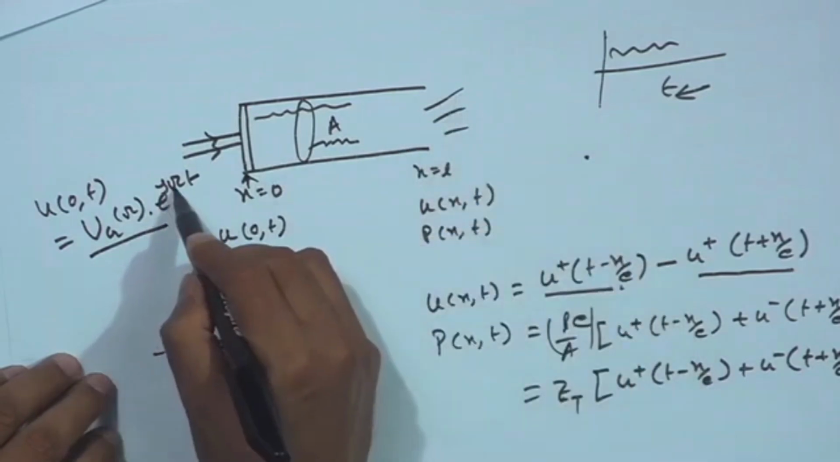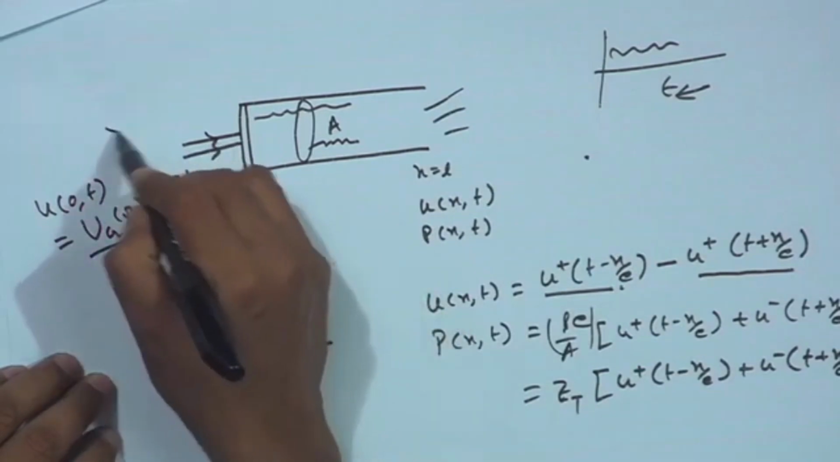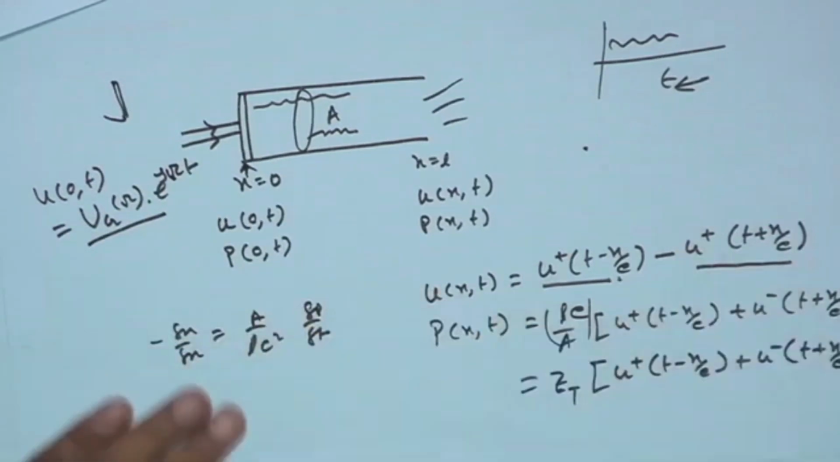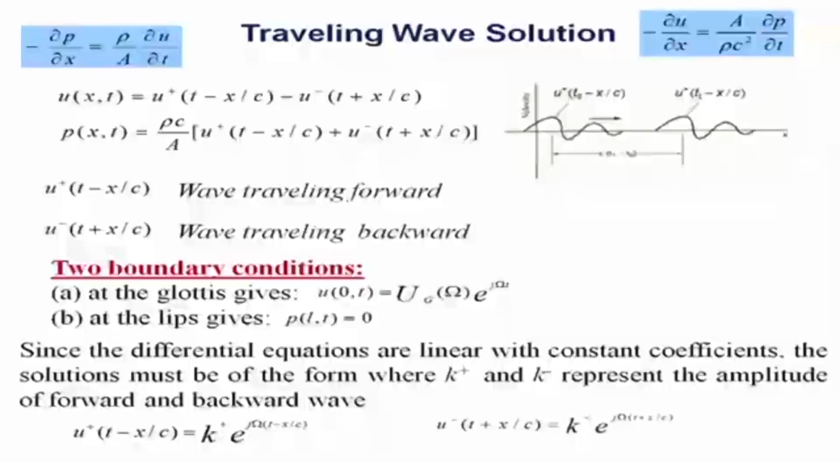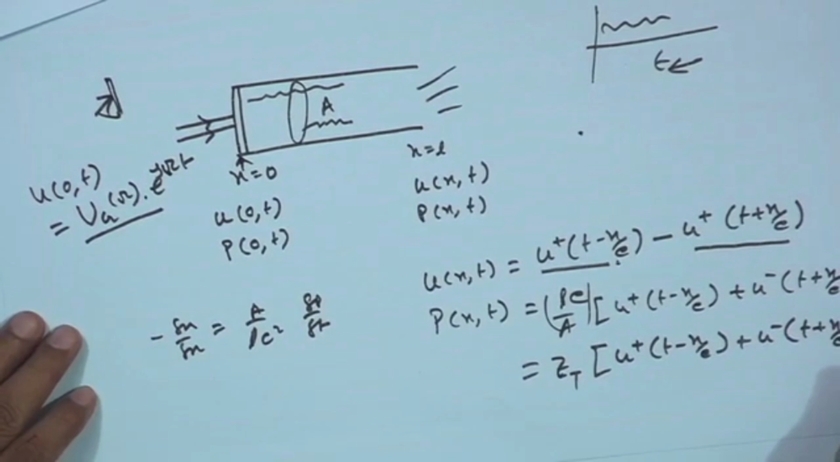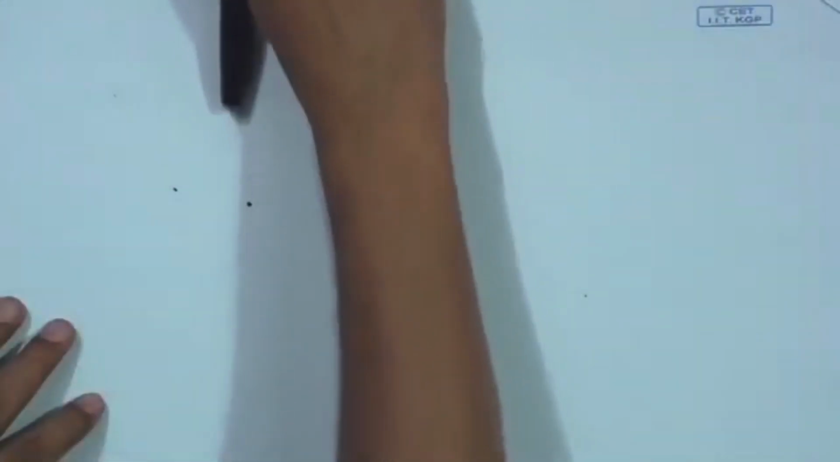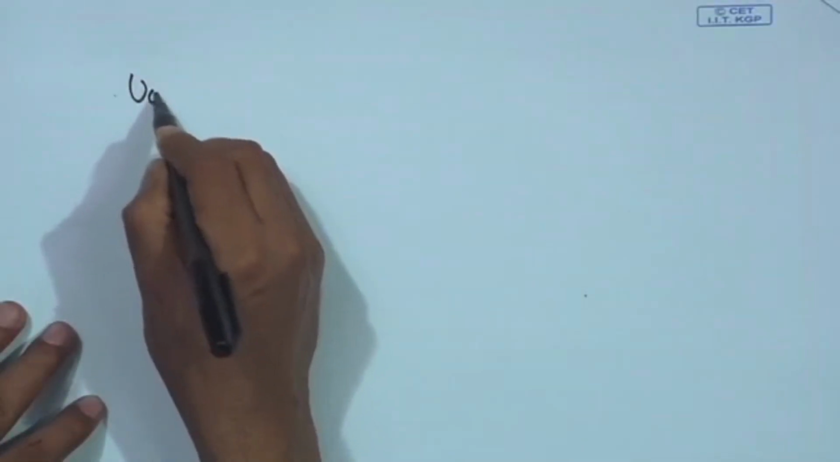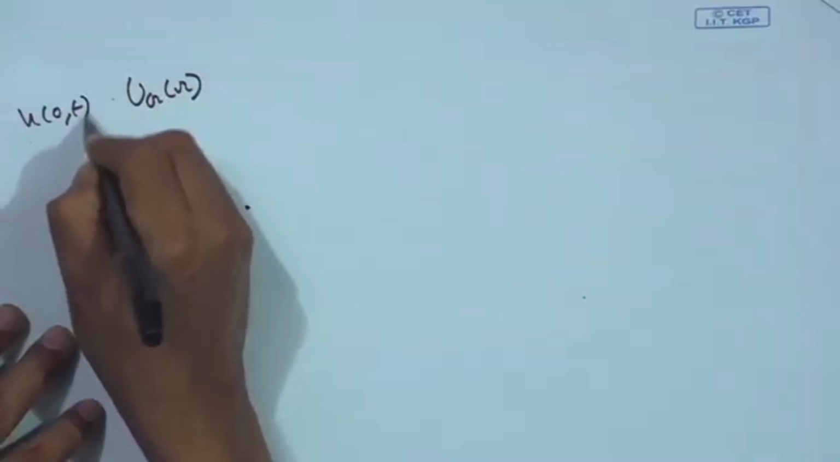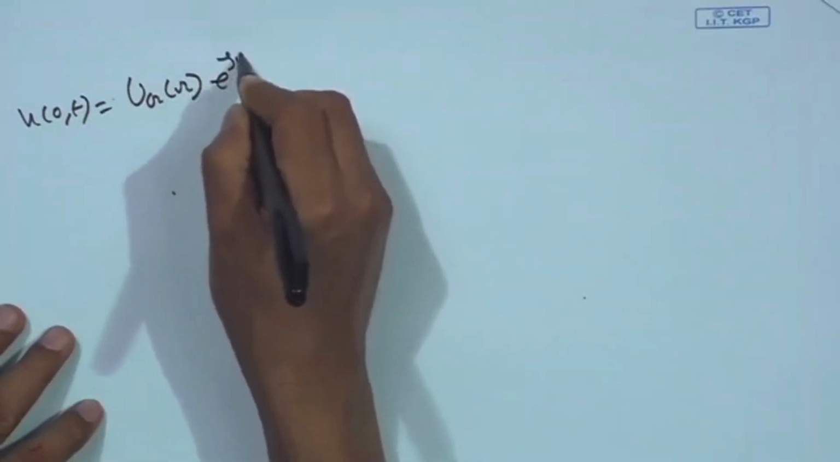Okay. That is why I said U g of omega e to the power j omega t, and if this excitation is an impulse, then the excitation contains all the frequencies with equal amplitude, and that amplitude is modified as per the glottal frequency response, that is U g of omega. Okay. So, the glottal frequency response has to be passed through the tube, and the output of the tube I have to find out, and then output by input is the tube transfer function. So, u(0,t) is nothing but U g of omega e to the power j omega t.